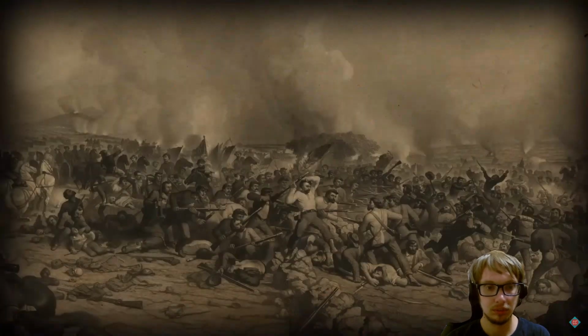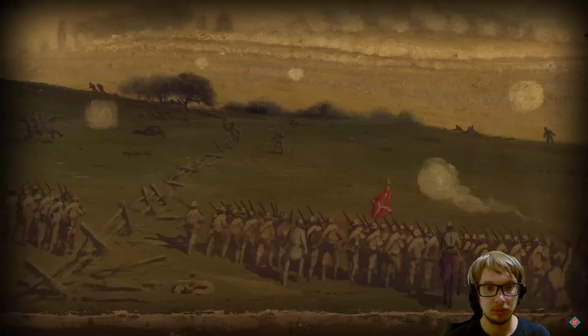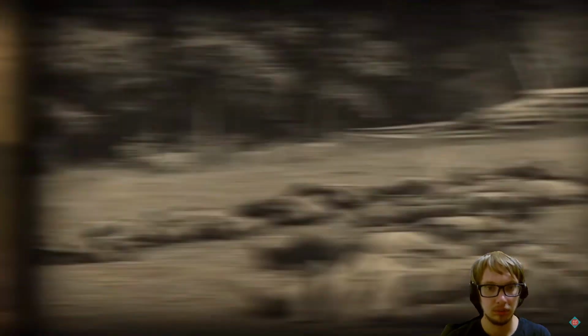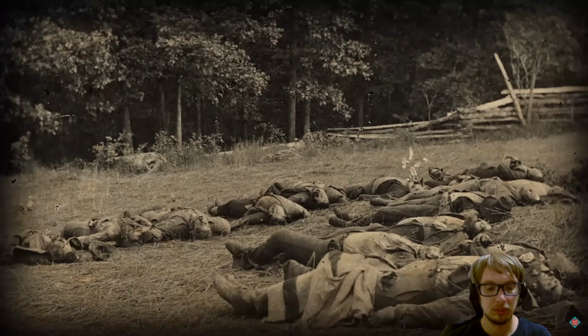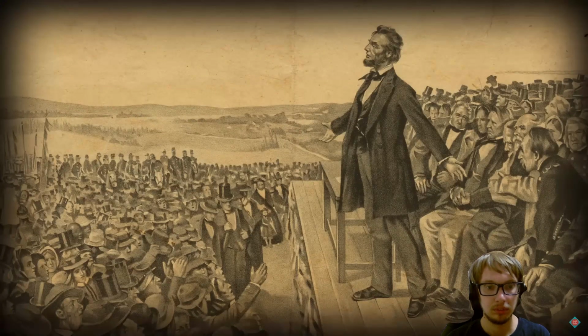And then July brought the Battle of Gettysburg, a major Union victory. This battle featured Pickett's famous charge. It was the end of Lee's second invasion of the North. It was the costliest battle of the war in terms of casualties, and it led to, surprisingly, the Gettysburg Address.